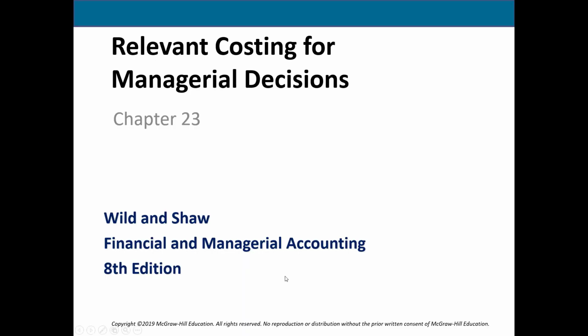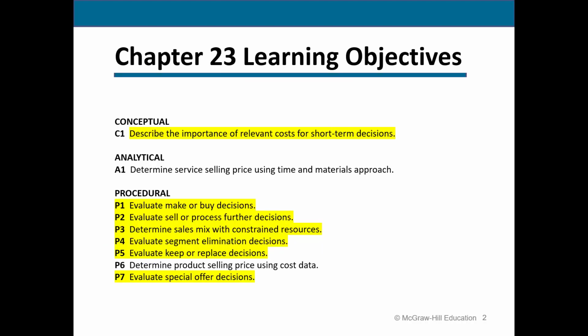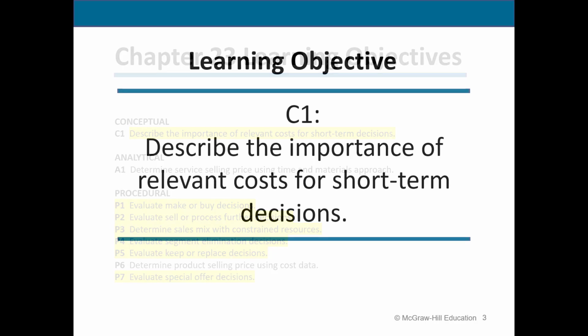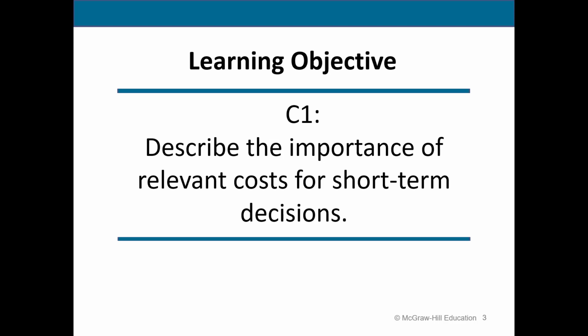This is Chapter 23 of Accounting 202, Relevant Costing and Managerial Decisions. I will be reviewing the highlighted learning objectives. First, we will look at the importance of relevant cost for short-term decisions.